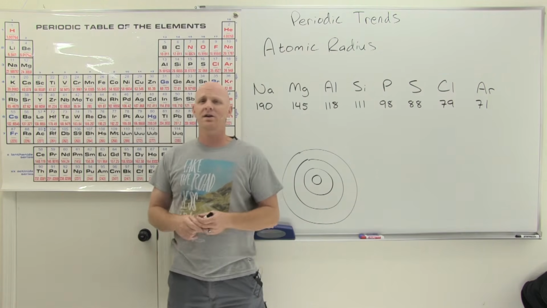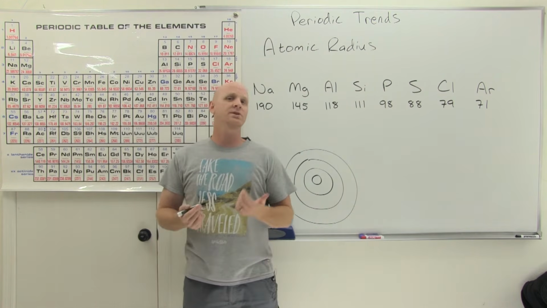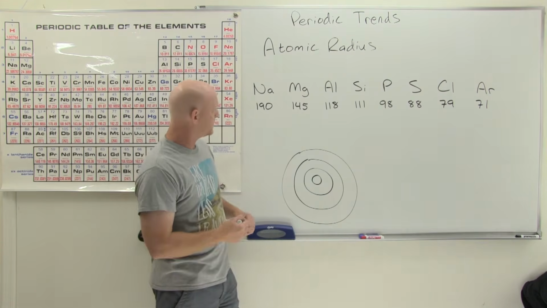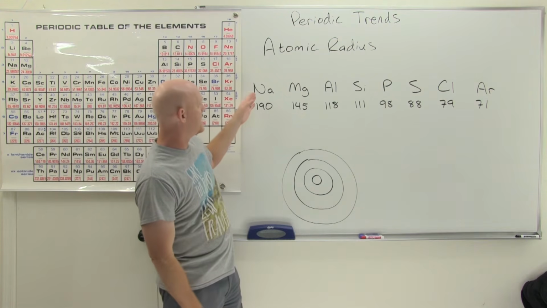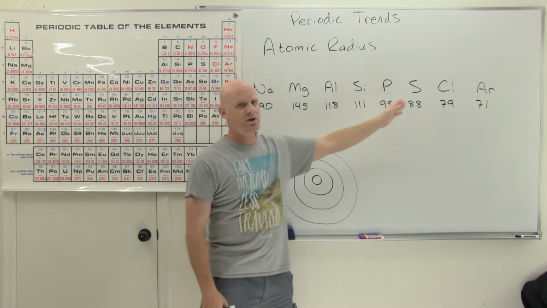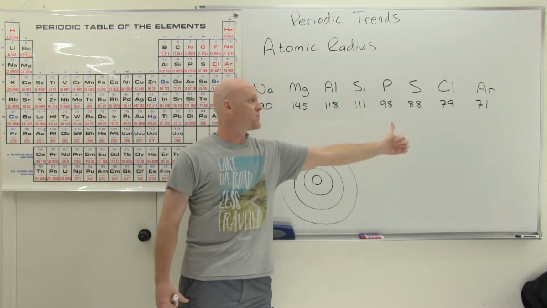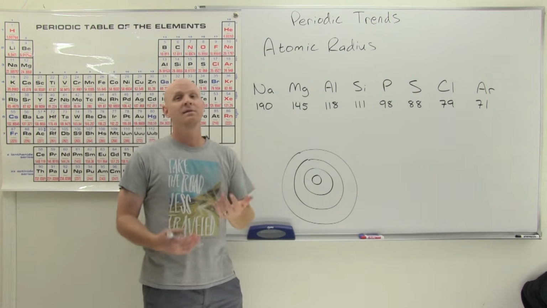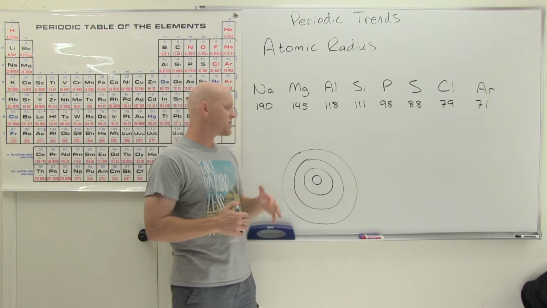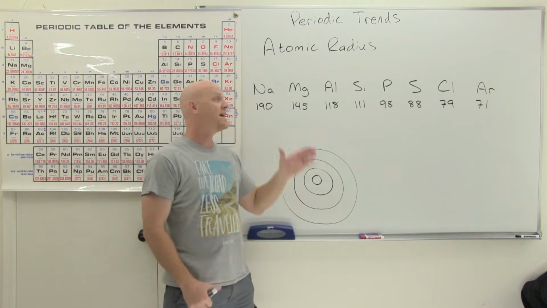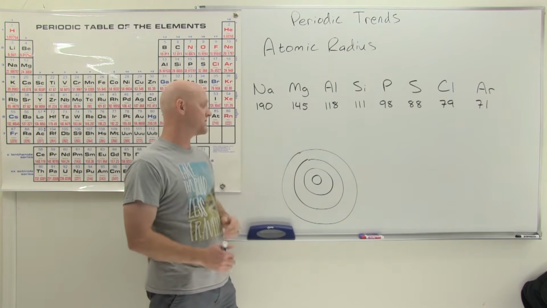But it turns out it's going to come down to what we call effective nuclear charge. Let's take a look at the period 3 elements, sodium all the way over to argon. And we can see that, yep, as you go right to left, they definitely get bigger. So now let's talk about this effective nuclear charge, what exactly it is, how we calculate it, and how we can use it to explain this horizontal trend.